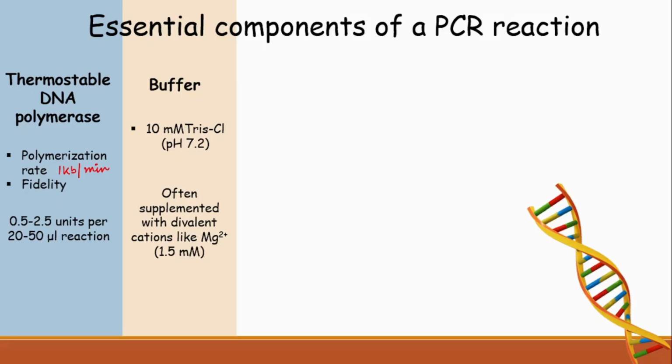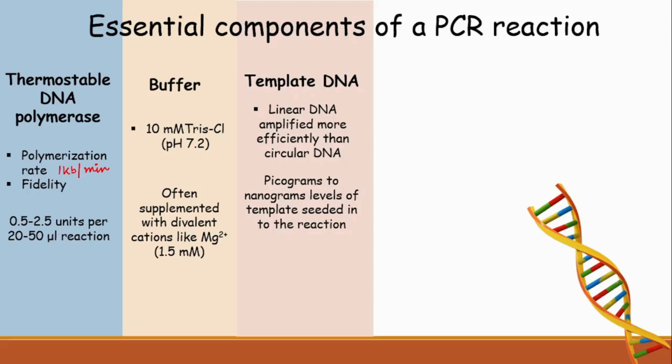Also, most enzymes require cofactors for their activity. DNA polymerase or Taq polymerase is known to function in the presence of divalent cation like magnesium, which is normally supplemented with the buffer at a concentration of about 1.5 millimolar. But you can fine-tune your experiment by altering or adjusting the amount of magnesium.